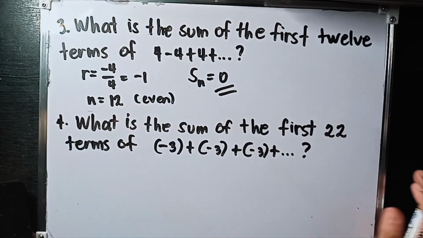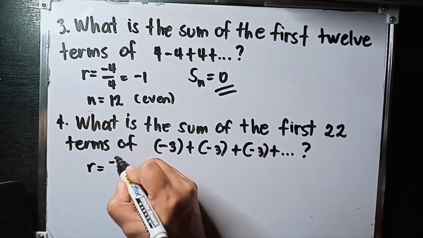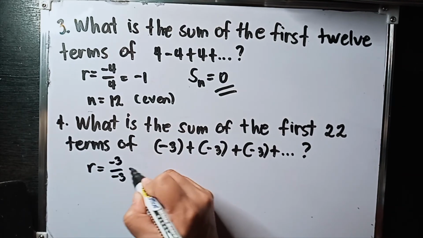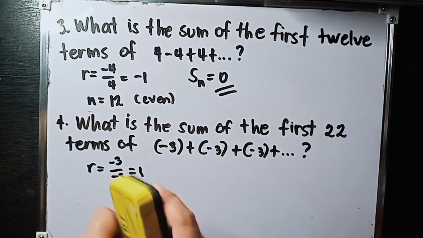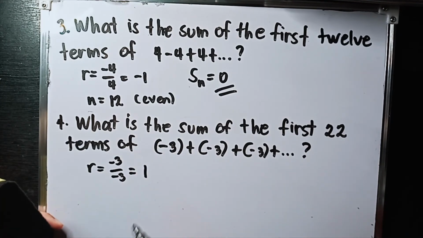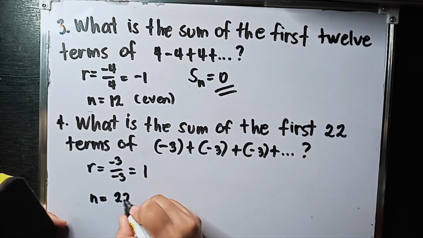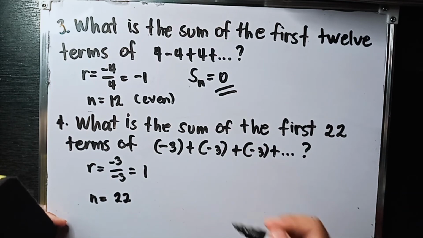How about the fourth one? What is the sum of the first 22 terms of negative 3 plus negative 3 plus negative 3 and so on? So our r here is, we divide negative 3 by negative 3, which is 1. And then we identify our n. So we are looking for the 22 terms. The sum of the 22 terms.